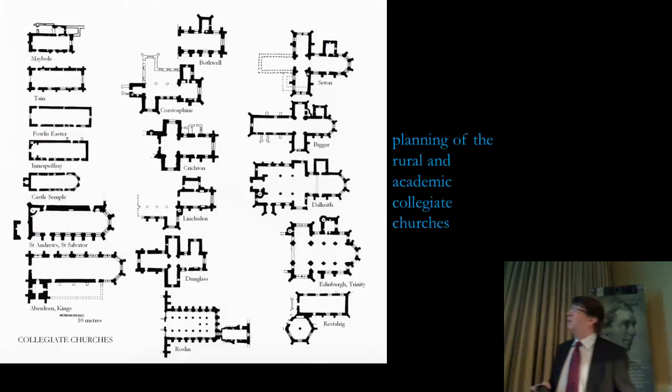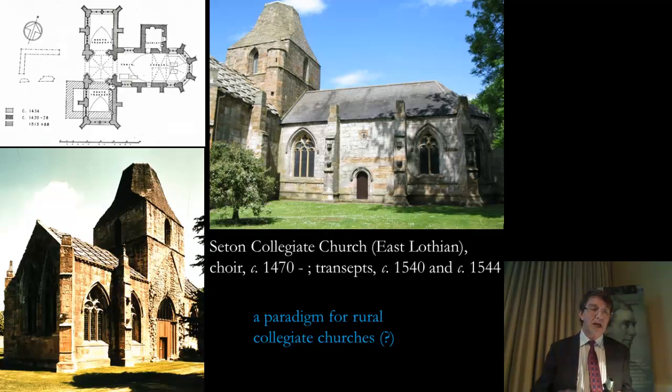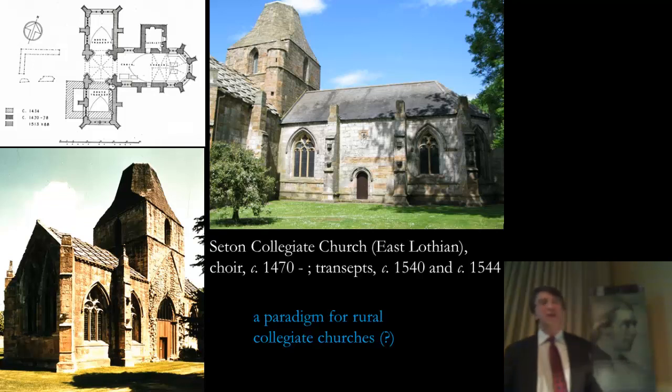But it's when you look at the plans of these, this is a series of plans that I tried to draw out to the same scale some years ago. Just look at the amount of variety that there is in the ways that collegiate churches could be housed. I've already said that for me, the finest of them is Seton Collegiate Church. And I think it illustrates probably rather better than any other just how these collegiate churches took shape.